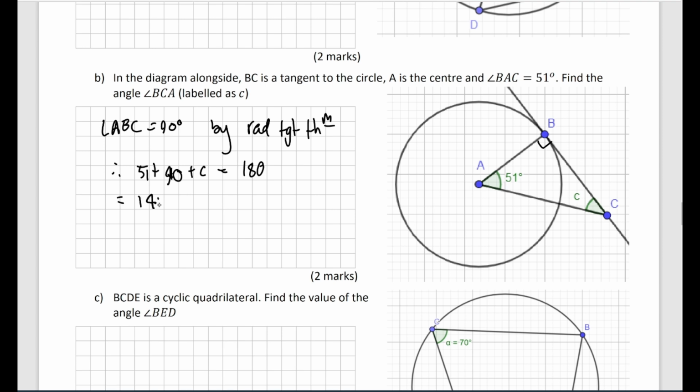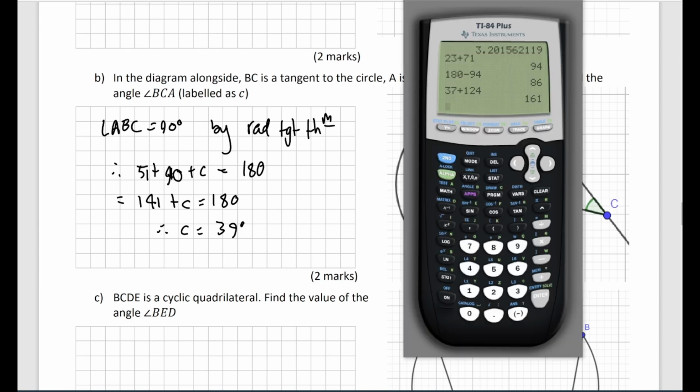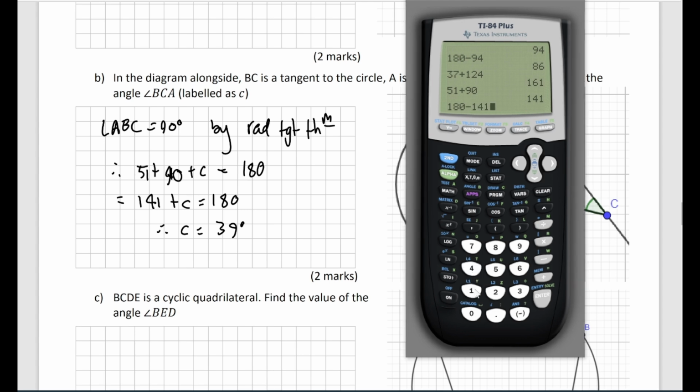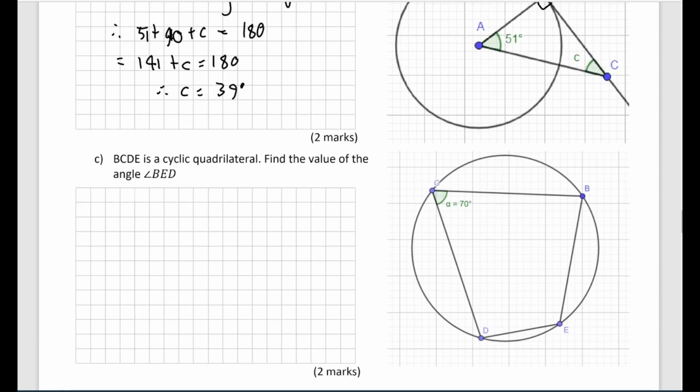Therefore, 141 plus C equals 180. Therefore, C, I think, has to be 39 degrees. Let's double check that. 51 plus 90 is 141. 180 take 141. Sure is 39.